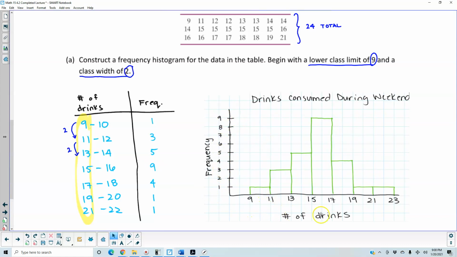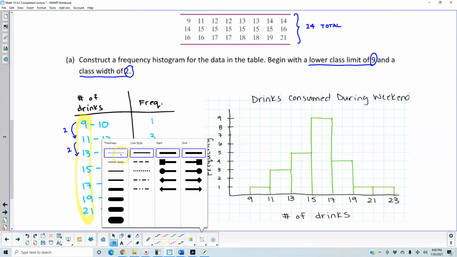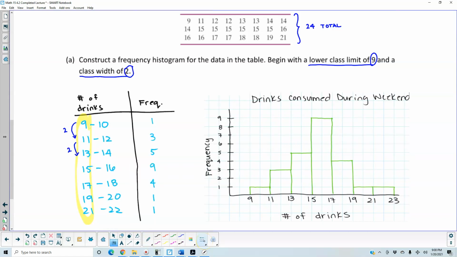And then for the horizontal axis, it's the number of drinks. So in this case here, we can start at 0, go to 9, and then go in increments of 2. So this goes from 9 to 11 because these are all the lower limits: 9, 11, 13, 15, 17, 19, 21, and 23. So when we use our histogram, we know that from 9 to 11 we had 1.